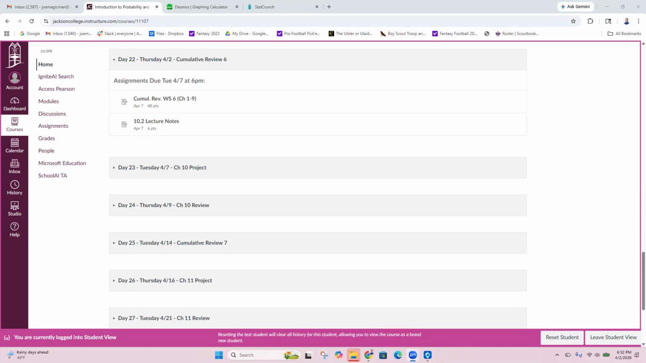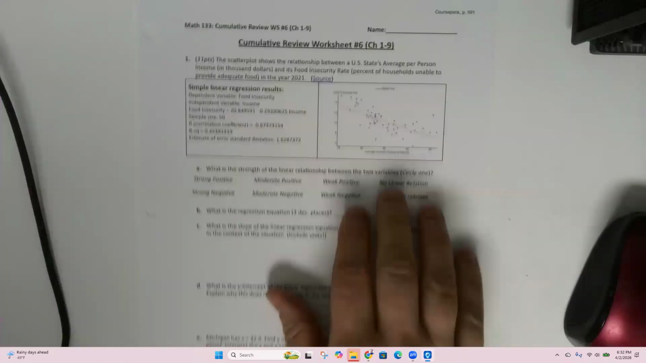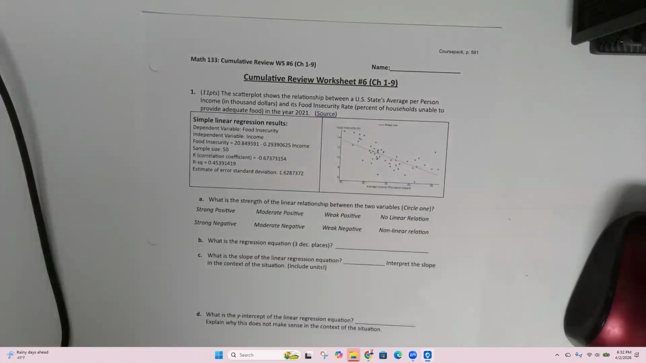We are going to be talking about cumulative review number 6, and it is on page 591 in your course pack, 591. We just finished chapter 9, the cumulative review worksheet number 6. It covers chapters 1 through 9. The cumulative reviews are a really good way to study for the final exam. The final exam is going to cover chapters 1 through 11.